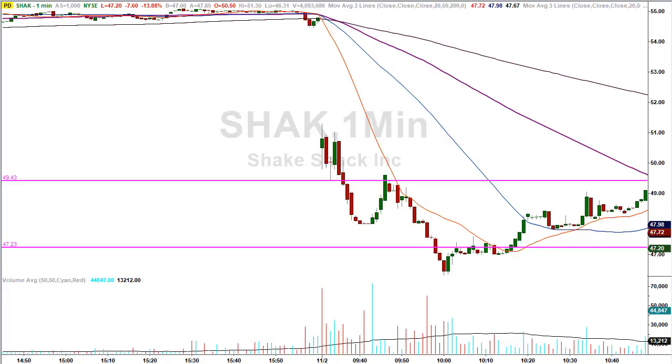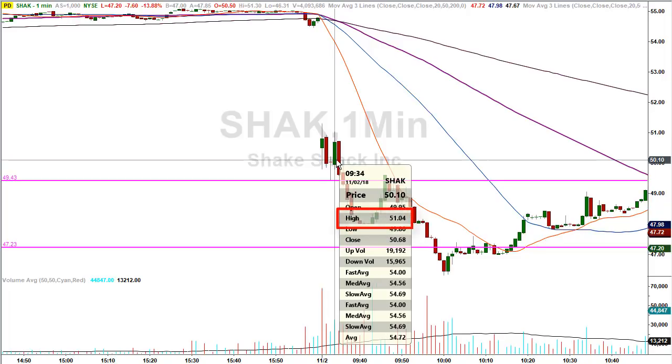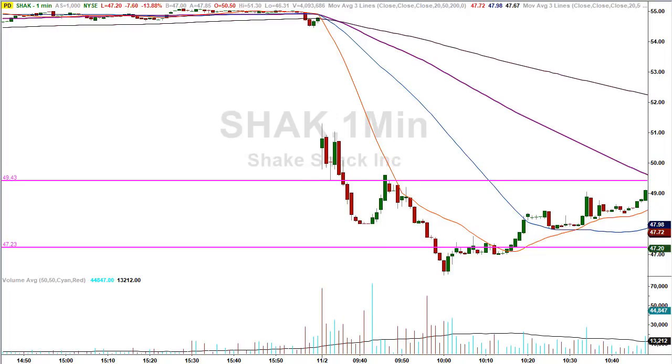Remember the email, the first level identified was $49.43. In the third minute of the day, the low happens to be $49.43, and in the fourth minute of the day, the stock makes a high of $51.04, representing $1.61 higher than the entry price, or 3.3% in about a minute. Pretty incredible stuff.